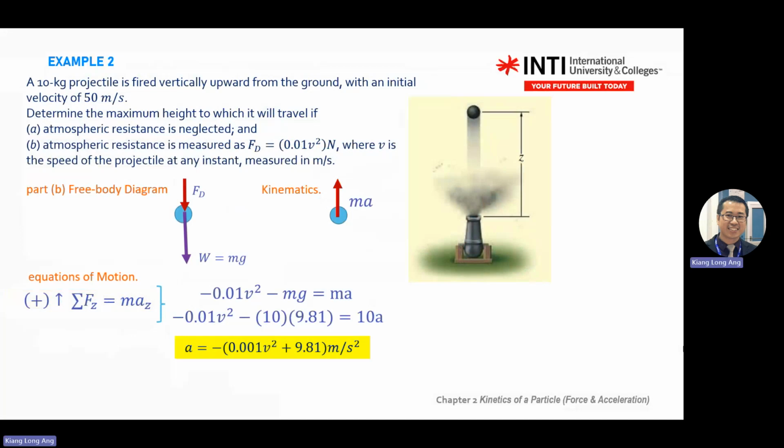A, why is this one positive? Why is A positive? It's going up. Motion going up, so why do you have a negative? You already considered mg going down. Why do you have a negative? This whole thing, you just substitute the value for the gravitational.